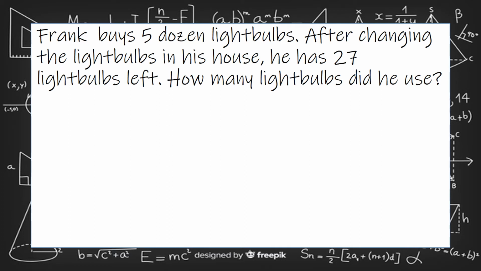Frank buys 5 dozen light bulbs. After changing the light bulbs in his house, he has 27 light bulbs left. How many light bulbs did he use? So I see he's got 5 dozen light bulbs, and I know that a dozen is 12. So I'm going to multiply 5 times 12 to find out how many light bulbs he got at the very beginning. So he had 60 light bulbs.